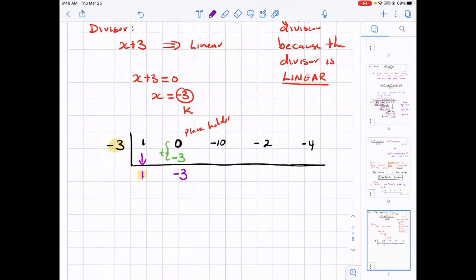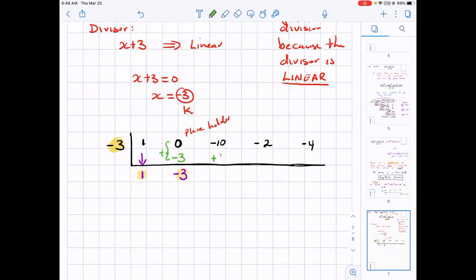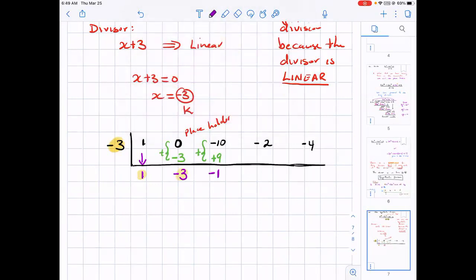Okay. And then we multiply again. We're going to multiply now this times this. Negative 3 times negative 3 becomes positive 9. So this here becomes positive 9. And don't forget, we always add. So minus 10 plus 9 becomes negative 1. And we multiply again. Negative 1 times negative 3 becomes positive 3.